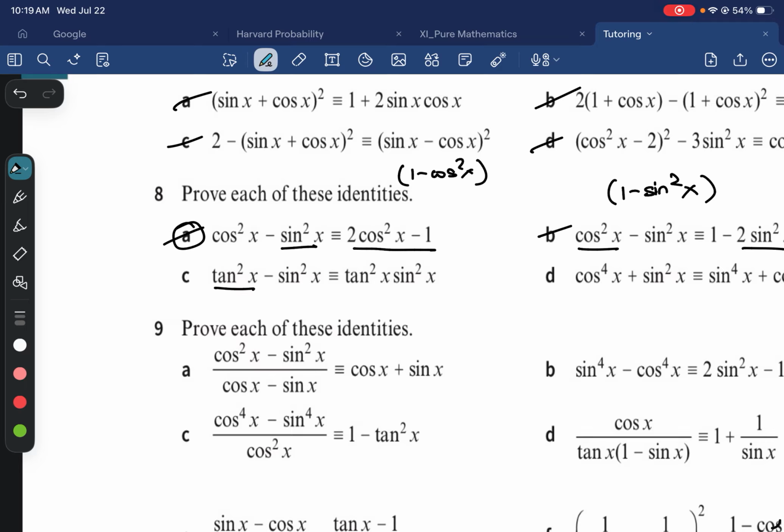Well, tan squared x is just sin squared x over cos squared x, minus sin squared x. Now write your second term. Okay, let's do 8c.